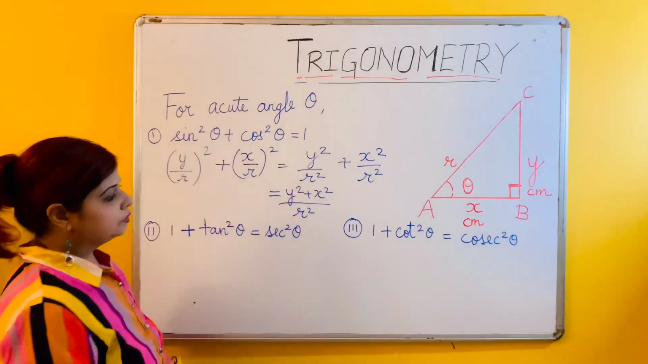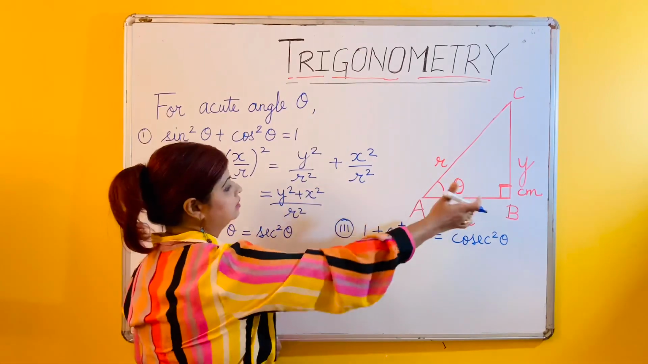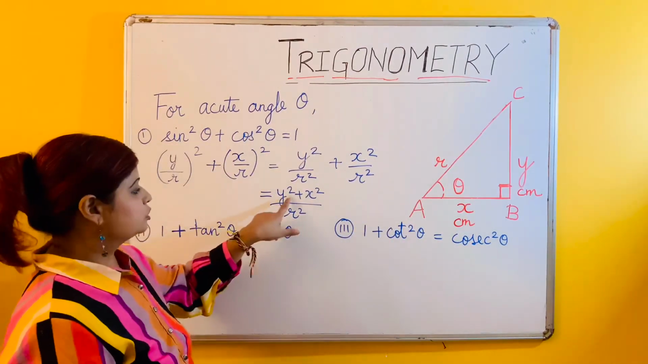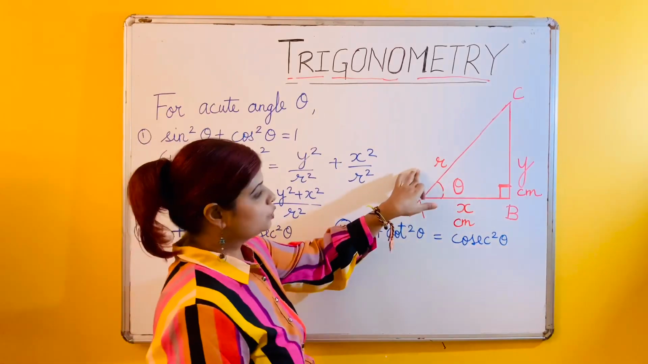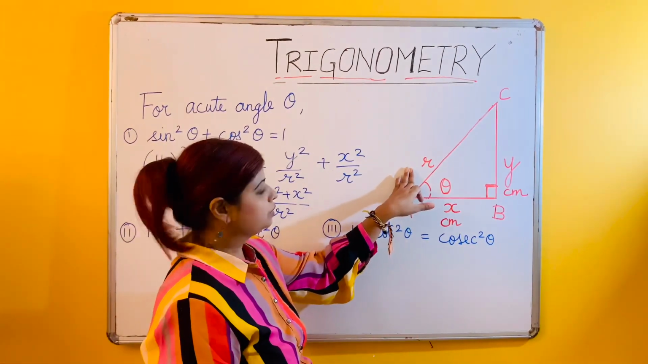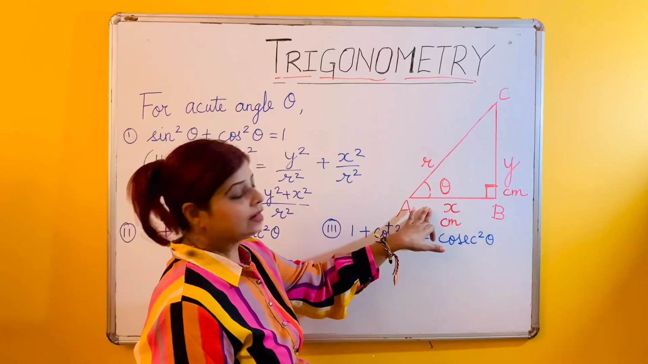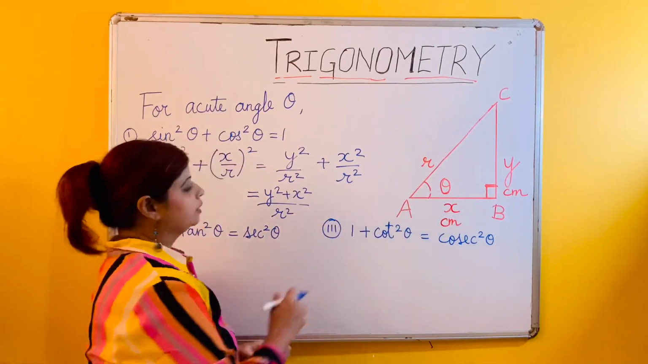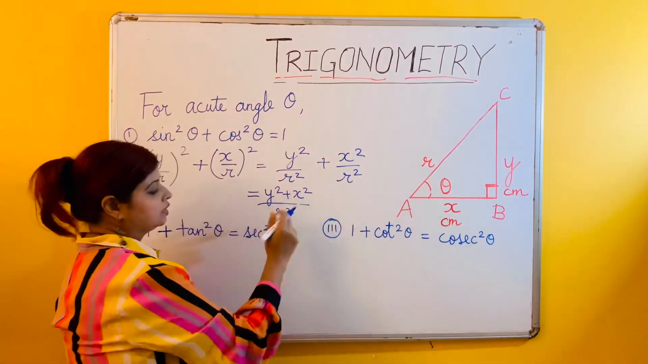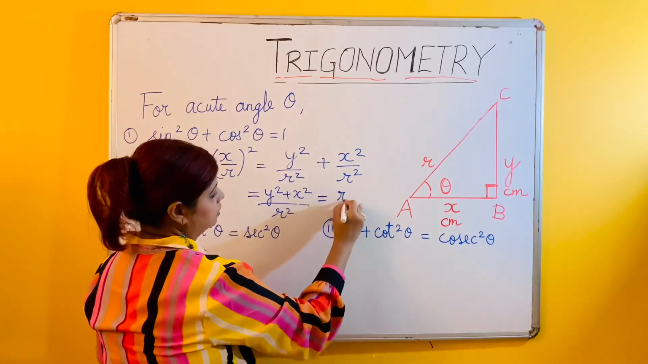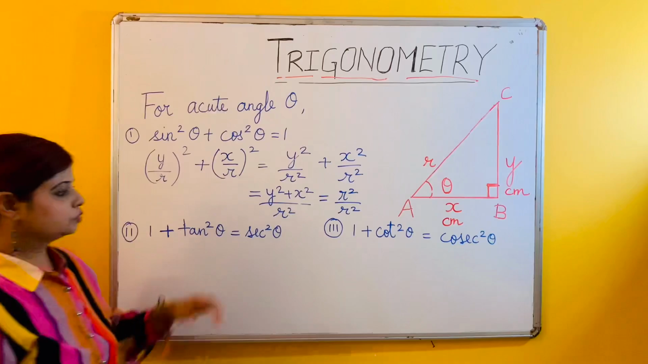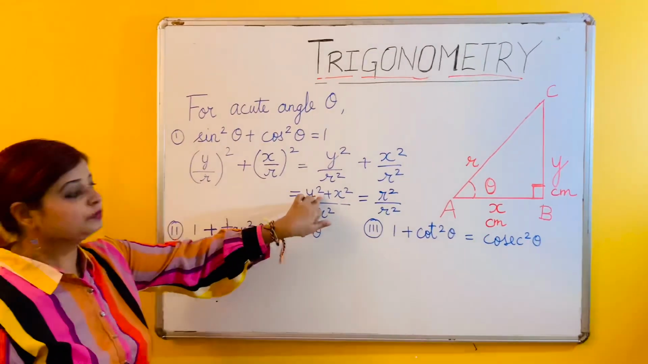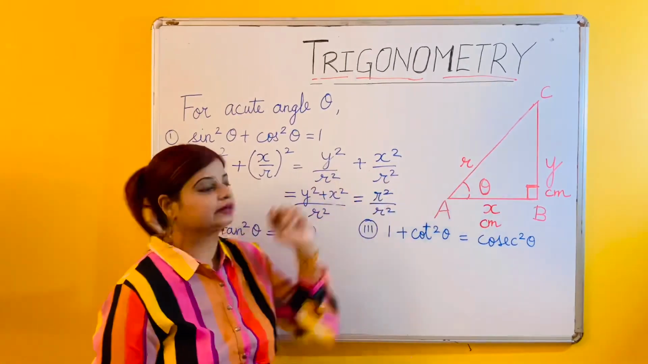Now if you see here, this is a right angle triangle. And y square plus x square, using Pythagoras theorem, you know that the square of hypotenuse is equal to the sum of the squares of the other two sides. So y square plus x square is nothing but r square. We have used the Pythagoras theorem here, because it's a right angle triangle.